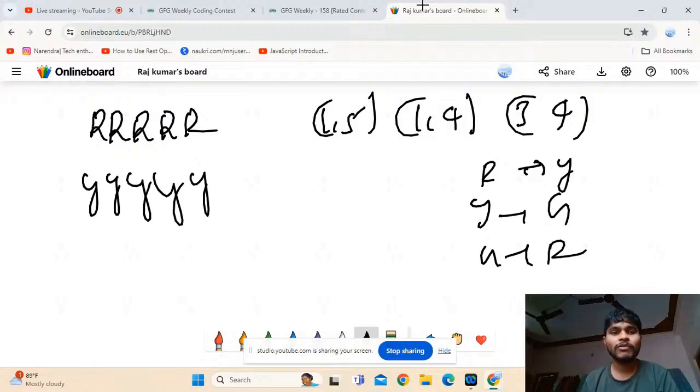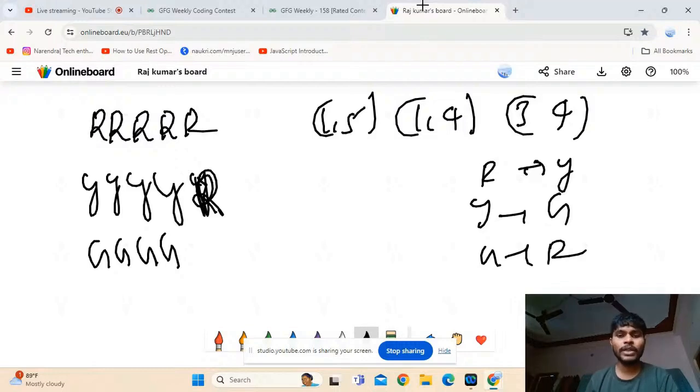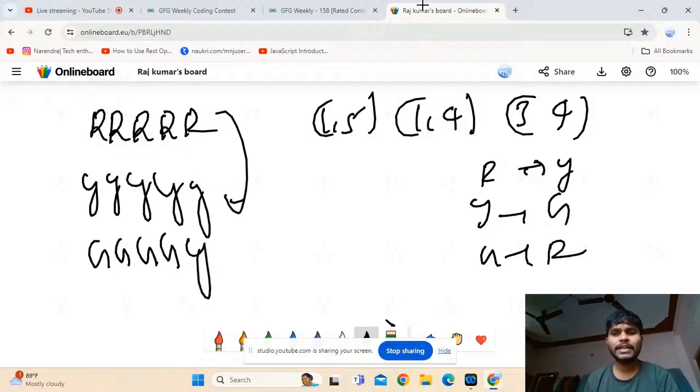Then 1 to 4: Y changes to green. Sorry, here it is Y only, the eraser is not working. 1 to 5 means all R are changed to this. Then again 1 to 4 means it remains Y only. Here again 1 to 4 changed.